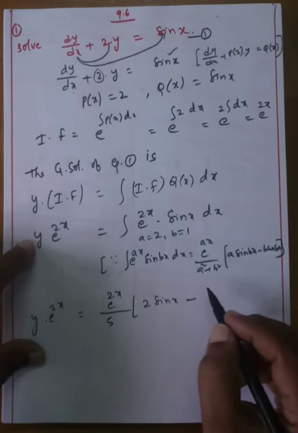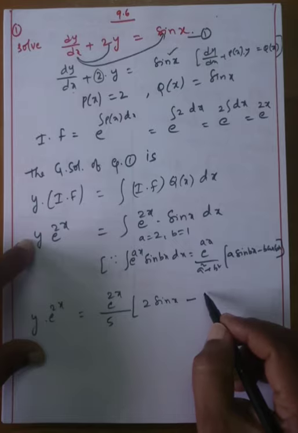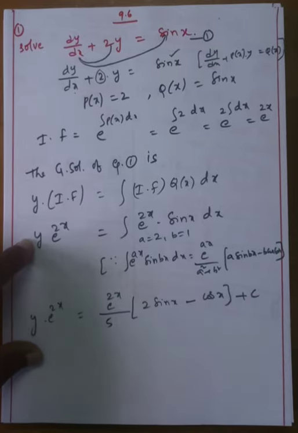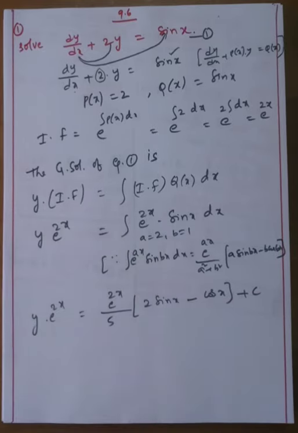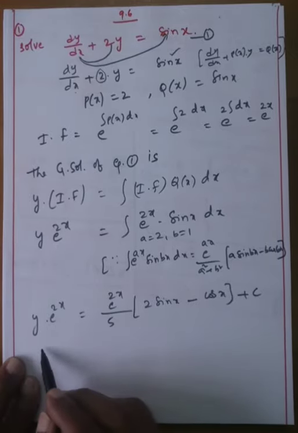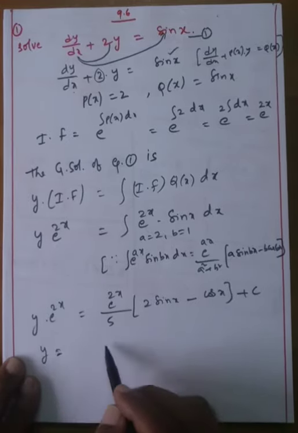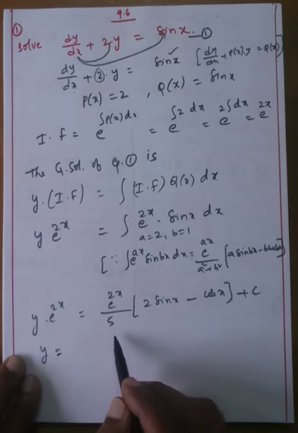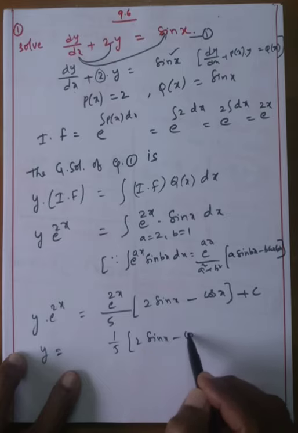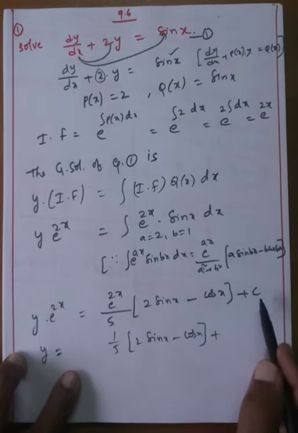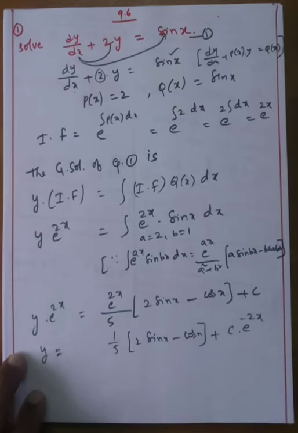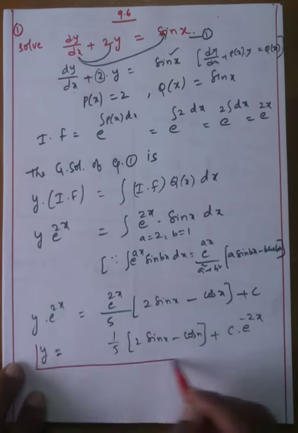minus b, which means 1 cos x, plus c. Okay my dear students, now dividing both sides by e power 2x, e power 2x cancels, so y is equal to 1 by 5 into 2 sin x minus cos x, plus c by e power 2x, which means c into e power minus 2x. This is the final answer, my dear friends.